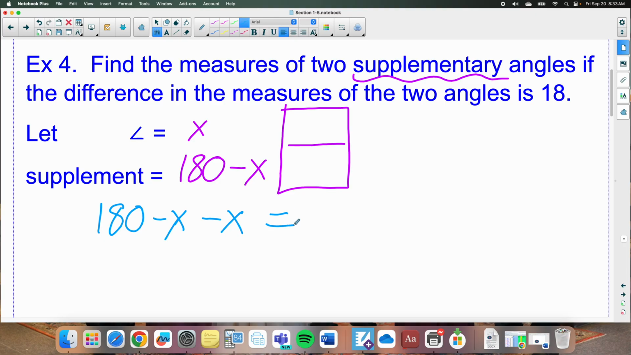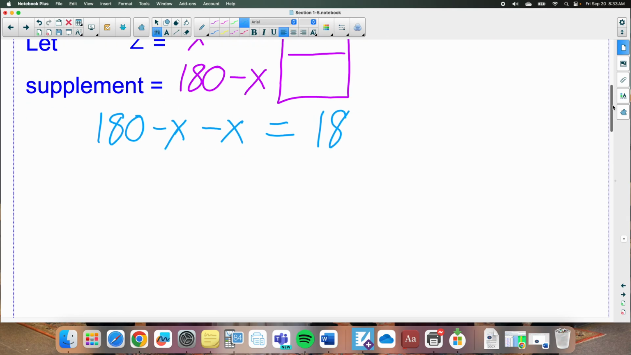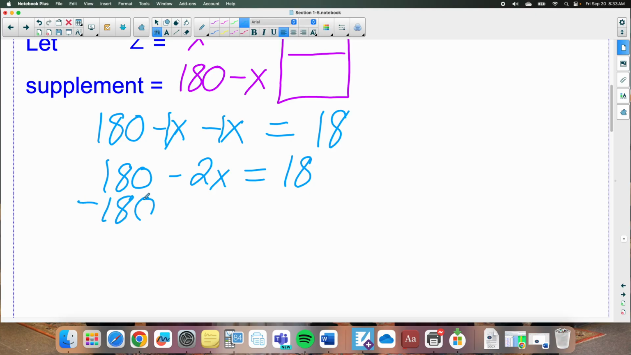Equals, and then 18. So I subtracted the two and set them equal to 18. Now, what's minus 1x minus 1x? Minus 2x. So I get 180 minus 2x equals 18. Then what would I do? Minus the 180 and bring that over.